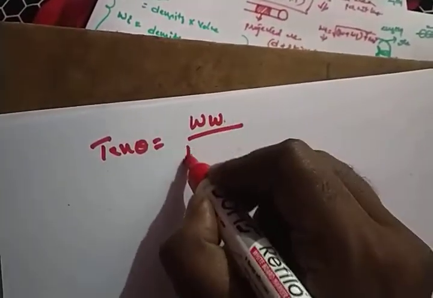I'll write it one more time here. So what is that vertical angle? They will directly ask what is the formula for the vertical angle. So you have to substitute. Tan theta is equal to WW by W plus WI. So this is the vertical angle.